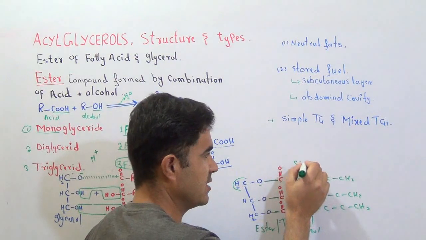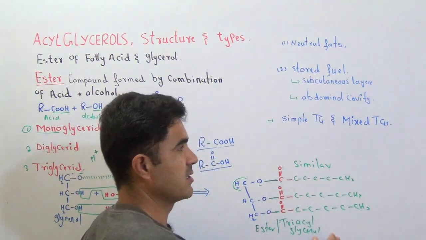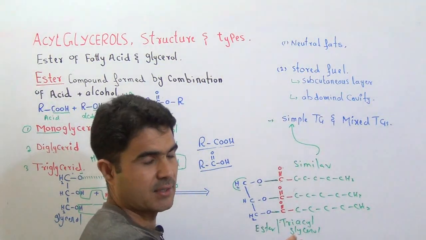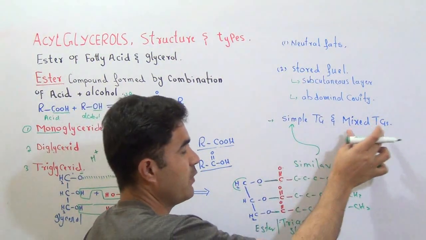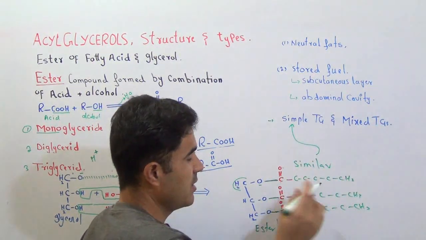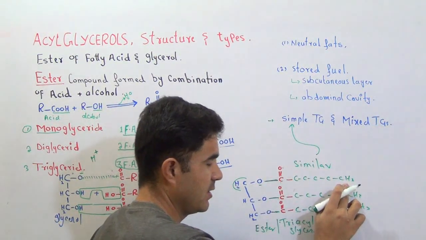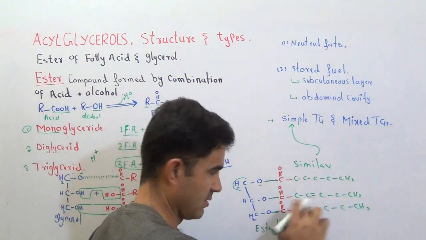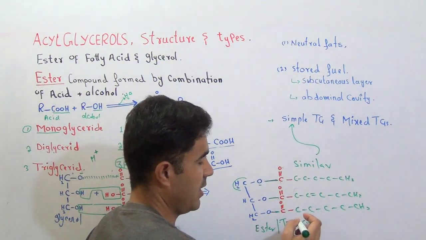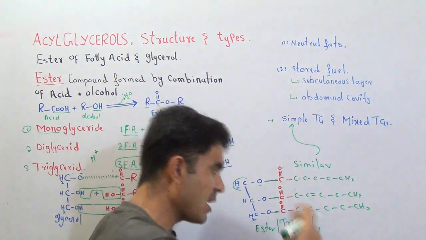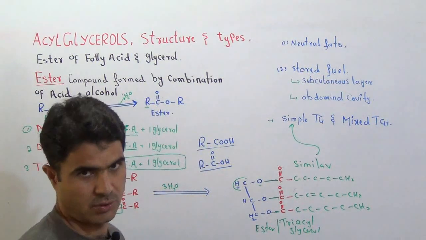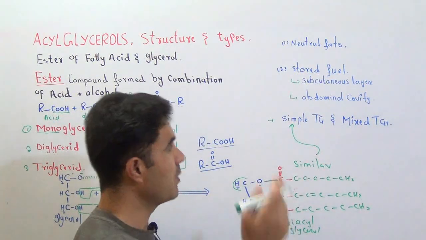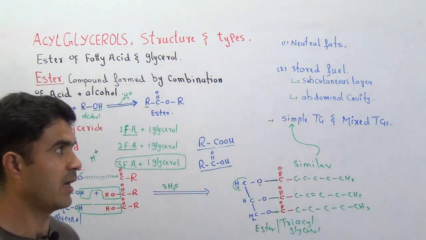meaning if these fatty acids are similar, that will be called a simple triglyceride. And if it is mixed, it means the first one is saturated, the second one is unsaturated. Somewhere there will be a double bond in the side chain, somewhere one or two double bonds, and the third one may be saturated or unsaturated. If this kind of triglyceride comes to us, we will call it a mixed triglyceride.